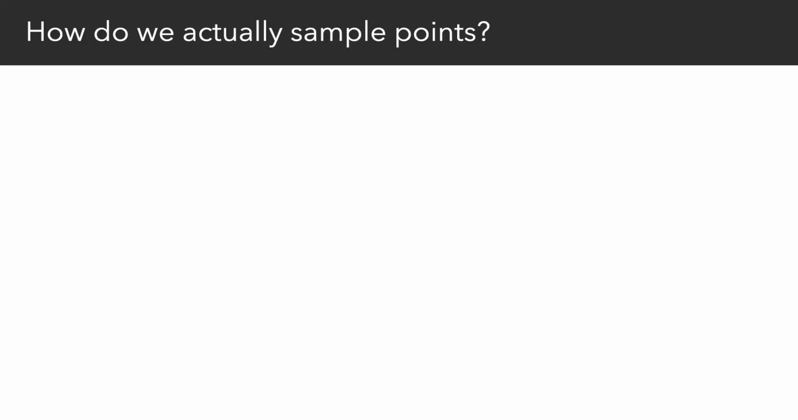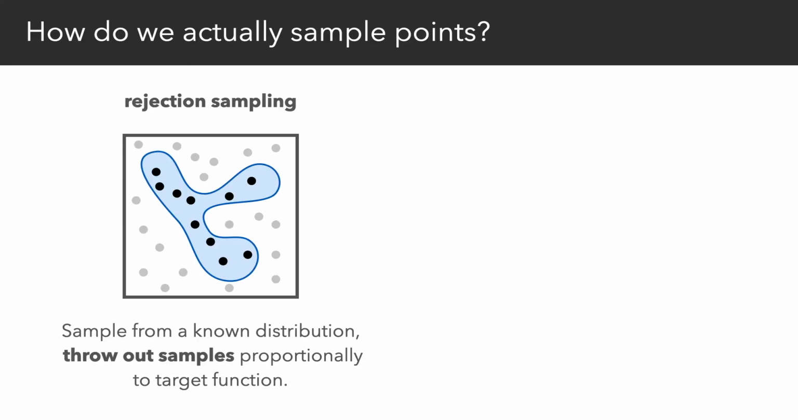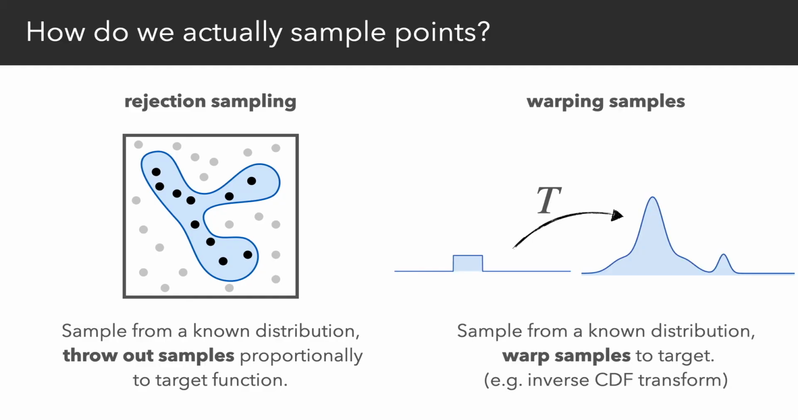To importance sample, though, we need to be able to generate samples and evaluate the PDF. We don't discuss these methods in detail, but as a pointer, there are two common ways to generate samples. Rejection sampling generates samples from a known distribution and then discards samples proportionally to the target function. And this is the approach that we use to sample the Green's function. The other approach is to transform samples from a known distribution, like a uniform distribution, to some other target distribution.